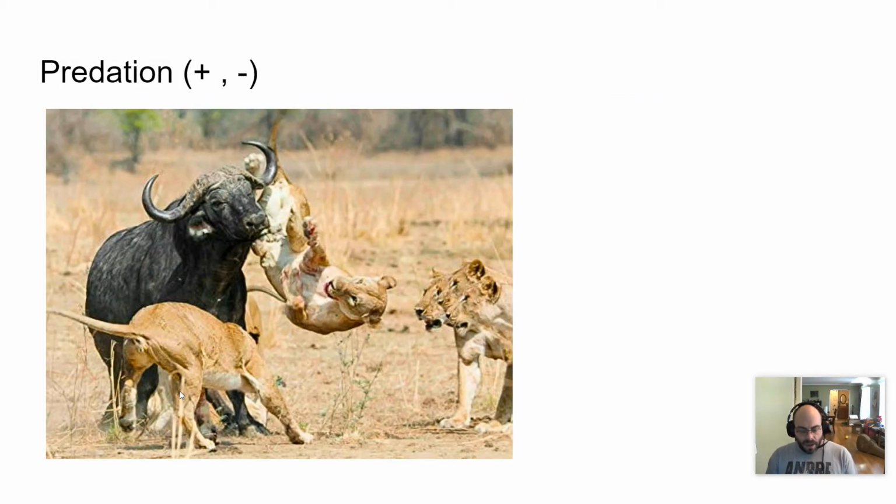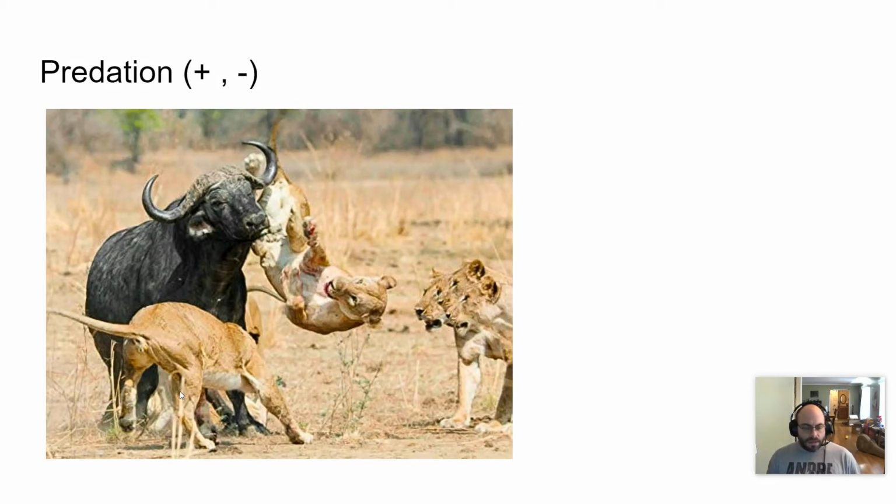Predation is an example of an interaction in a community. Predation is when one species uses another species for food. So this is a plus minus relationship. The plus is obviously the one that's getting to eat. The minus is the one that's being eaten.